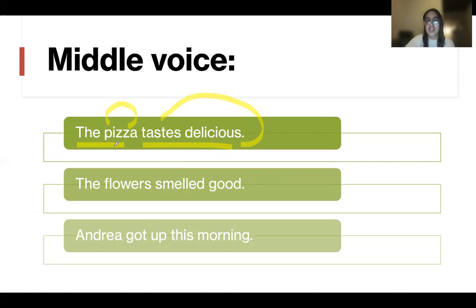For example, the pizza tastes delicious. We don't have someone else. The flowers smell good. We don't have someone else. This is our reflexive verb. The flowers are the doer and the receiver at the same time. And Andrea got up this morning. In this case, Andrea is the doer and also the receiver of the action at the same time. So this is a third way to express an idea, to express a clause, etc.